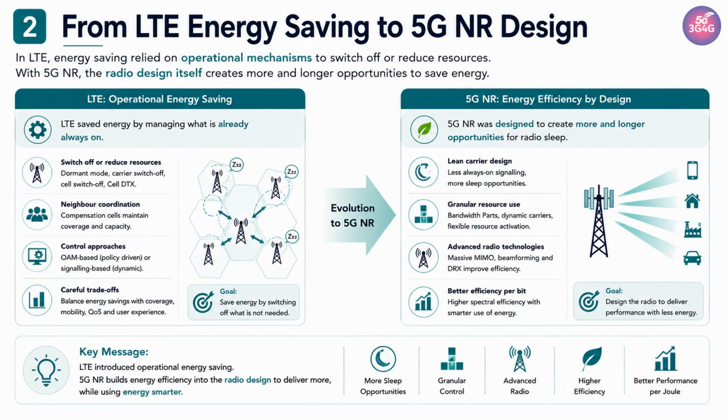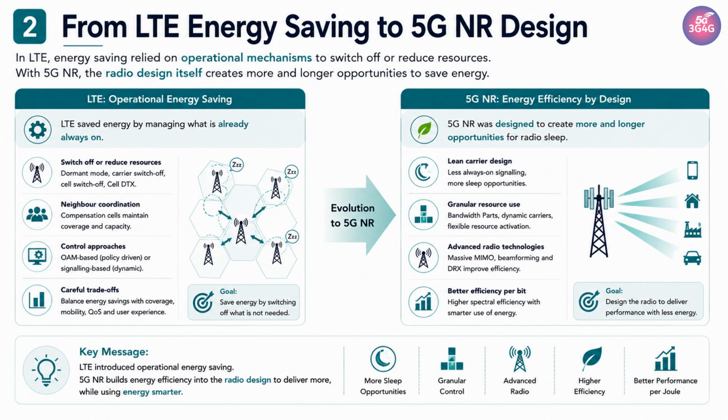Let us start with the shift from LTE energy saving to 5G NR design. In LTE, energy saving relied heavily on operational mechanisms. For example, switch off a carrier when it is not needed, put a cell into dormant mode, reduce common channel power, use cell DTX, switch off a capacity cell and let neighboring cells compensate. These mechanisms are useful, but they are often applied to a system that still has many always-on behaviors.